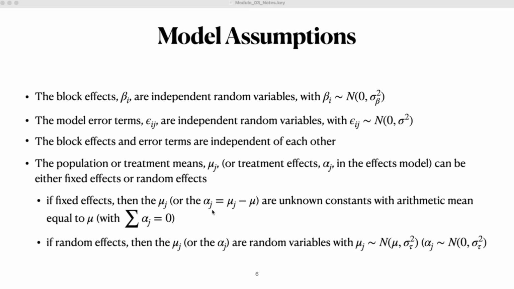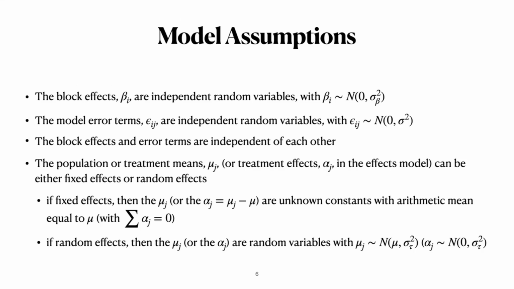All right, if we are thinking in terms of an effects model, then if the treatment effects are fixed effects, the alpha sub j's are again unknown constants, and the effects add to 0. What the alpha sub j's represent are the differences between the treatment means and the overall treatment mean mu. So alpha sub j is equal to mu sub j minus mu. And because mu is the arithmetic average of the treatment means, the mu sub j's, necessarily the alpha sub j's add to 0. So that's a constraint that exists among the treatment effects, the alpha sub j's.